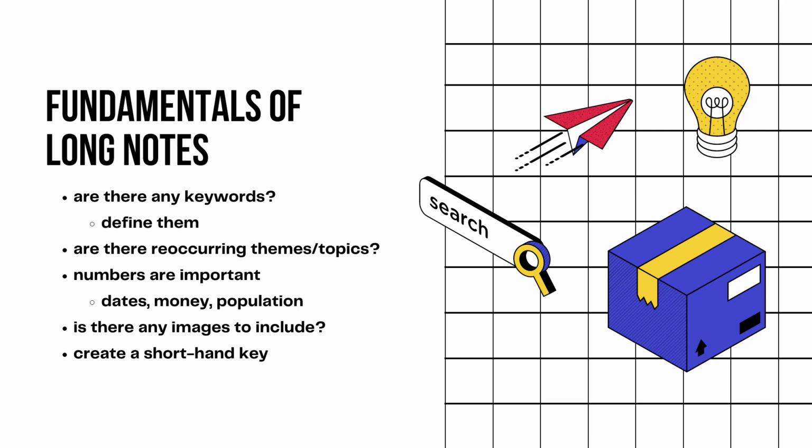And then are there recurring things or topics? So if you talked about something before, but you're talking about it now, that's probably important, right? They really want to drill it into your head so that you remember, and that way you are better equipped for the exam or the test. And then numbers are important. So anything to do with dates, money, population, percentages, anything to do with numbers, I will automatically write them down because in one shape or another, it's important information.